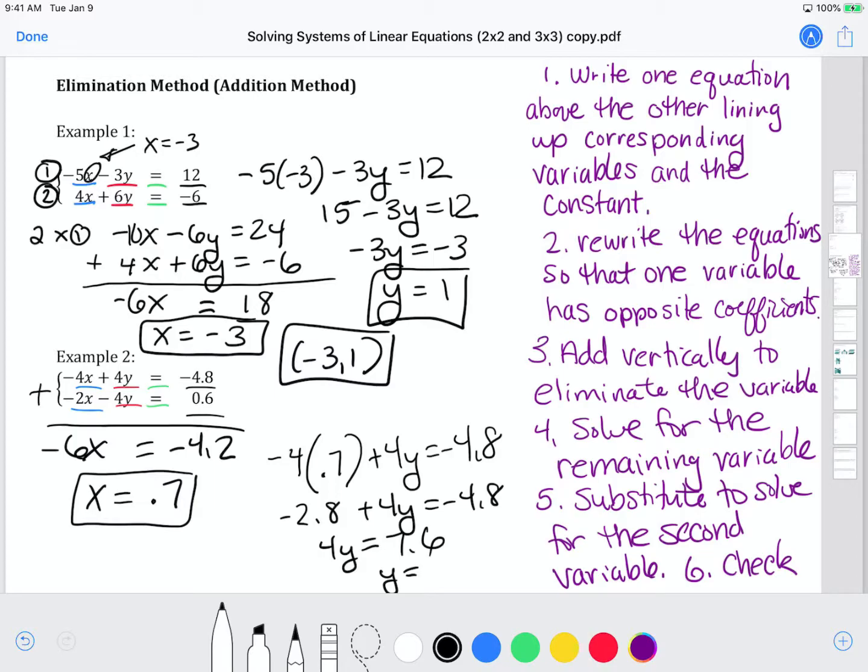And then divide both sides by 4. And I get 1.9. So there is my other variable. Y is 1.9. So if I want to check this on my calculator, I can graph both lines, and then I could just make sure that it crosses at the point 0.7, 1.9. And don't forget, the other way you can check it is to actually by hand plug 0.7 and 1.9 in for x and y into both equations to make sure it gives you a true statement for both equations.